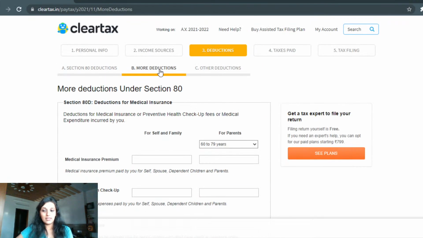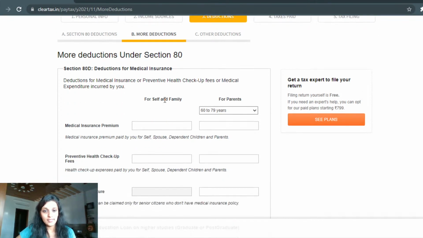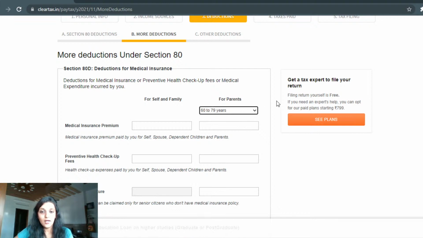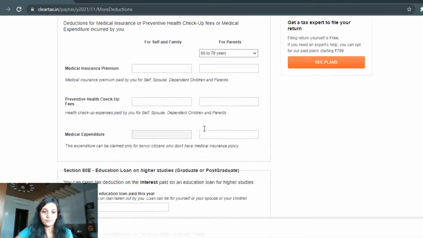In the more deductions tab, you will see that for self or family, if you have any medical insurance premium, you can include it over here, maximum up to 25,000. But if you have taken it for your parents, you can select the respective age, below 60 years, 60 to 79, whatever age they have. Accordingly, you can select that age and enter the insurance premium amount.